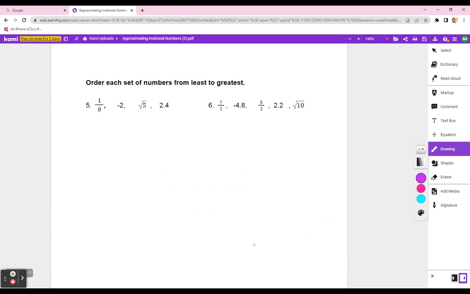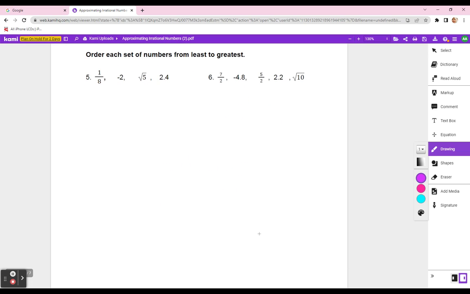Okay, so on this page, we have a list of numbers that we have to order from least to greatest. But before we can do that, we have to convert all those numbers that are not in decimal form. We have to convert them to decimal form first. So we have to convert this to decimal form, and we have to convert this to decimal form. Let's do that first. All right, so 1, divide that by 8.